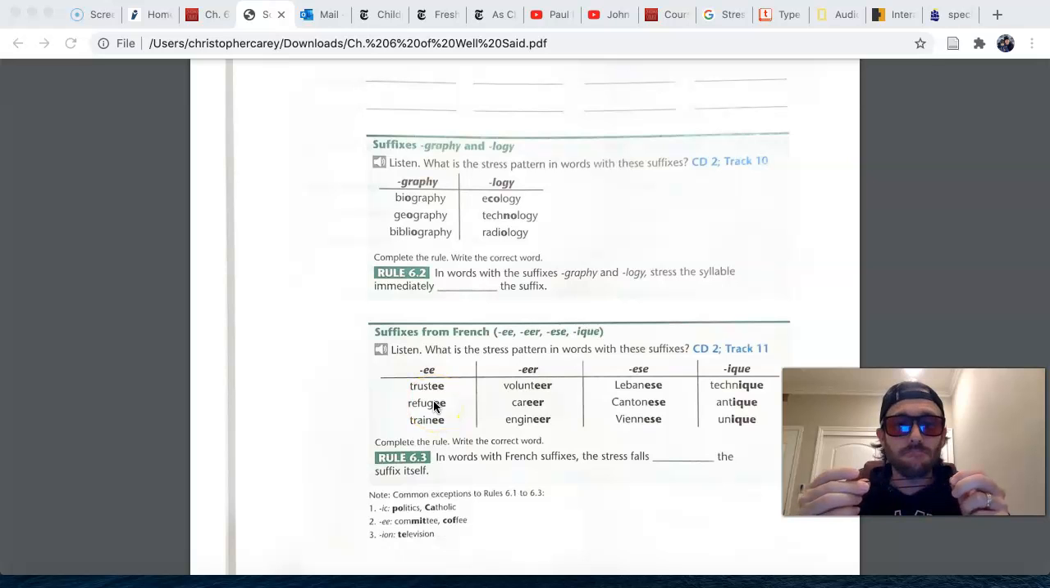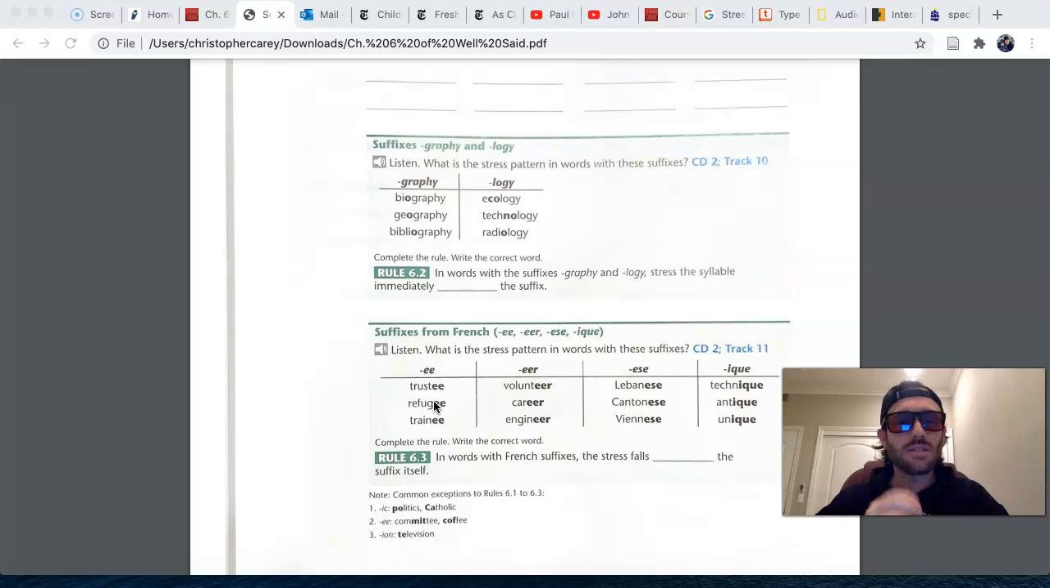Trustee, refugee, trainee, volunteer, career, engineer, Lebanese, Cantonese, Viennese, technique, antique, unique.